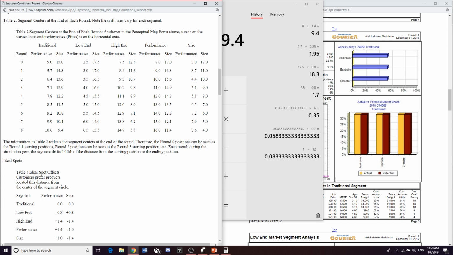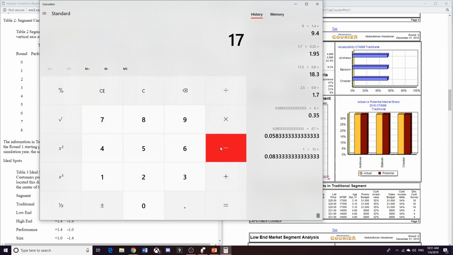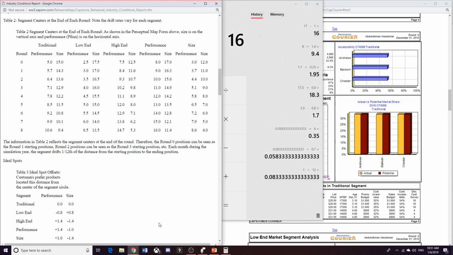And then for size, in the beginning of round 1, customers want a size that is -1 to the center. So -1 far from the center. So what you want to do is look here. Okay, what is the center? The center for size in the performance segment in round 1 is 17. So you say, okay, so what customers want is 17 less 1. I'm calculating this, but I know all of you know. Just want to show you how you can do it. So it's 16. So perfect. So that means what customers want is actually 9.4 in performance and 16 in size in the beginning of the round.